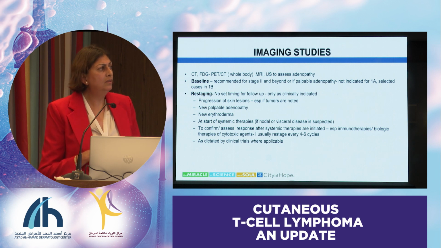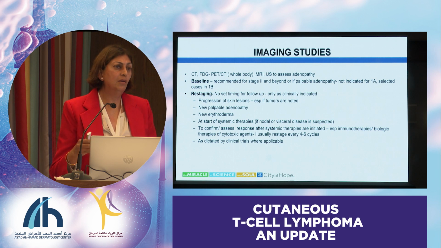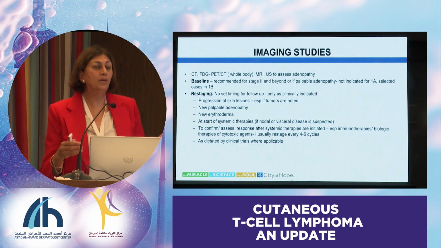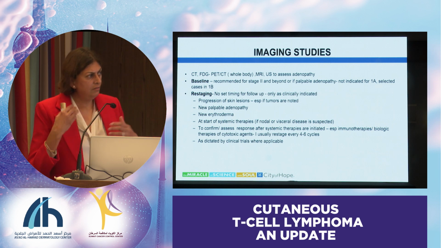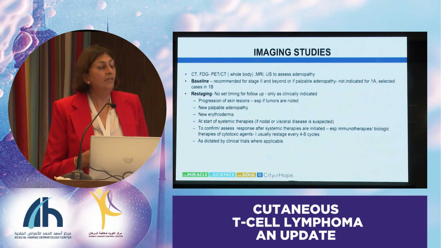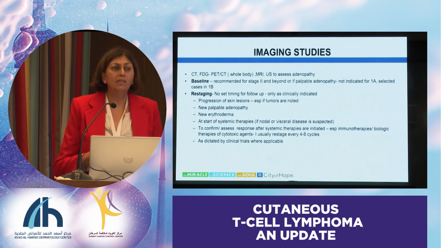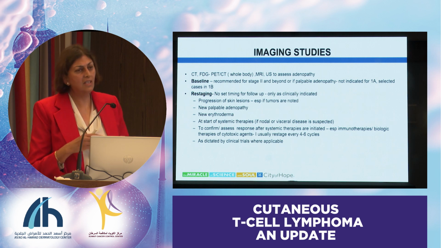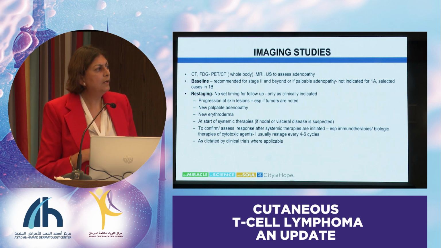How do you know if there's progression of skin lesions, especially if the patient is now starting to develop thick plaques or tumors? You may want to get a scan. You start to develop new adenopathy. The patient tells you, I have a bump here or there, or you find it on your clinical exam. If the patient becomes erythrodermic, or they start to have more itching for some reason and you're concerned that they may be erythrodermic. When you're starting systemic therapy, I usually get a scan because that's how I'm going to follow their nodal or visceral disease if it's suspected.